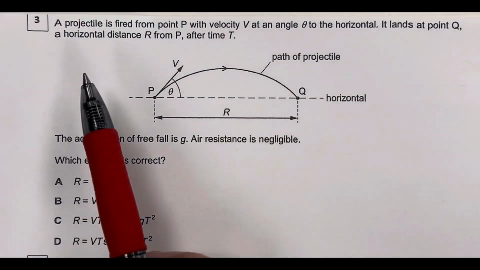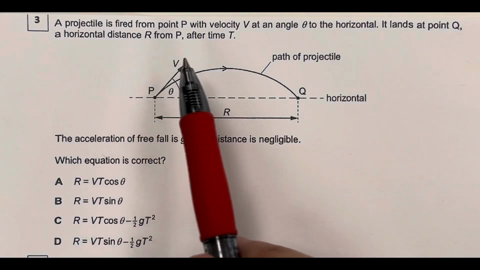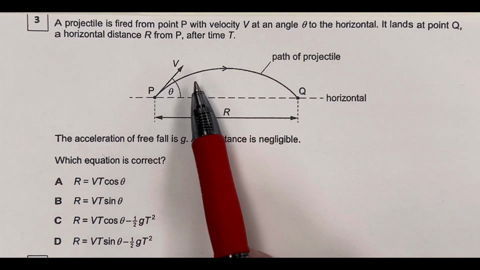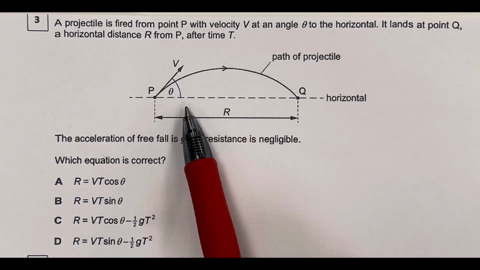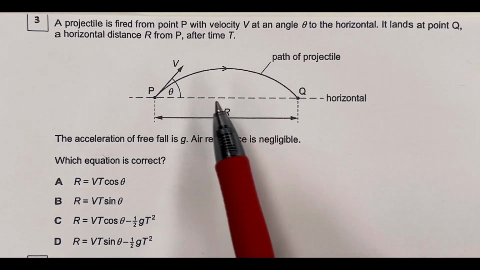Question number 3. A projectile is fired from point P with velocity V and angle theta to the horizontal.